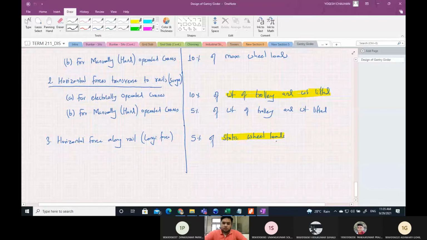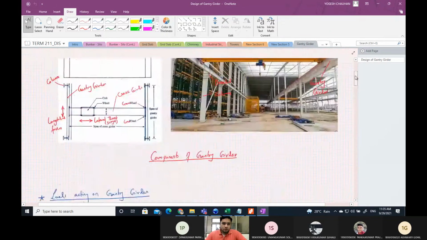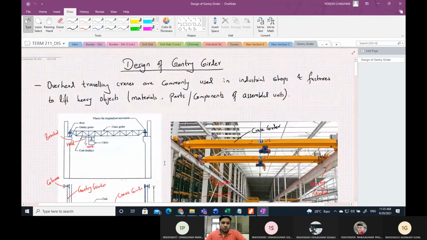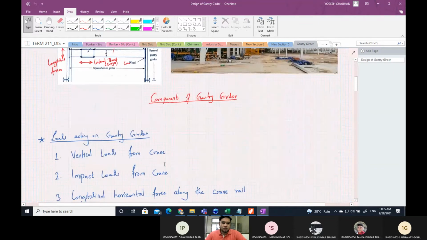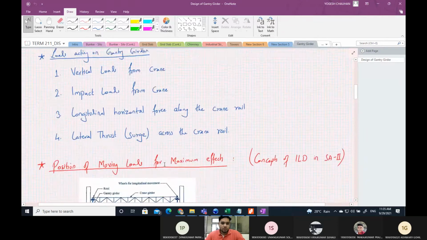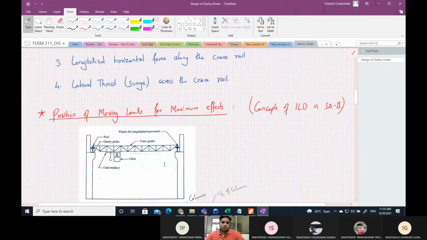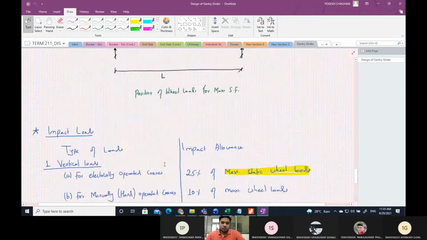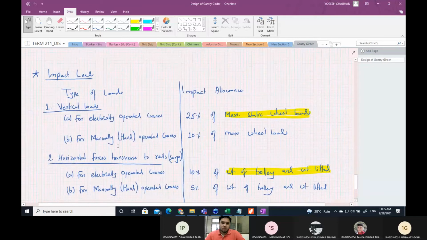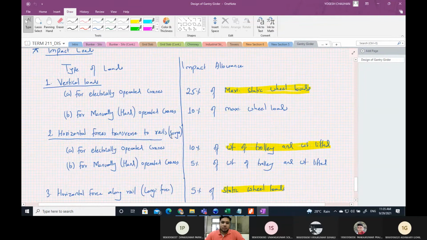So in the previous class, we have started with design of gantry girders. We have seen the various components of the gantry girder, and then we have seen the loads acting on the gantry girder, then the position of the moving loads for maximum effects, and we have seen the allowance for impact load for different types of cranes.